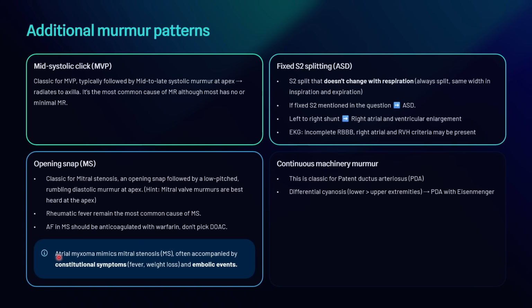Also, atrial myxoma mimics mitral stenosis, often accompanied by constitutional symptoms. So, atrial myxoma mimics mitral stenosis murmurs. Remember that when you see constitutional symptoms and embolic events, think of atrial myxoma. Of course, we're just talking about the physical exam part of this, and some of them will talk about the treatment, but we will mention them again, especially the treatment.